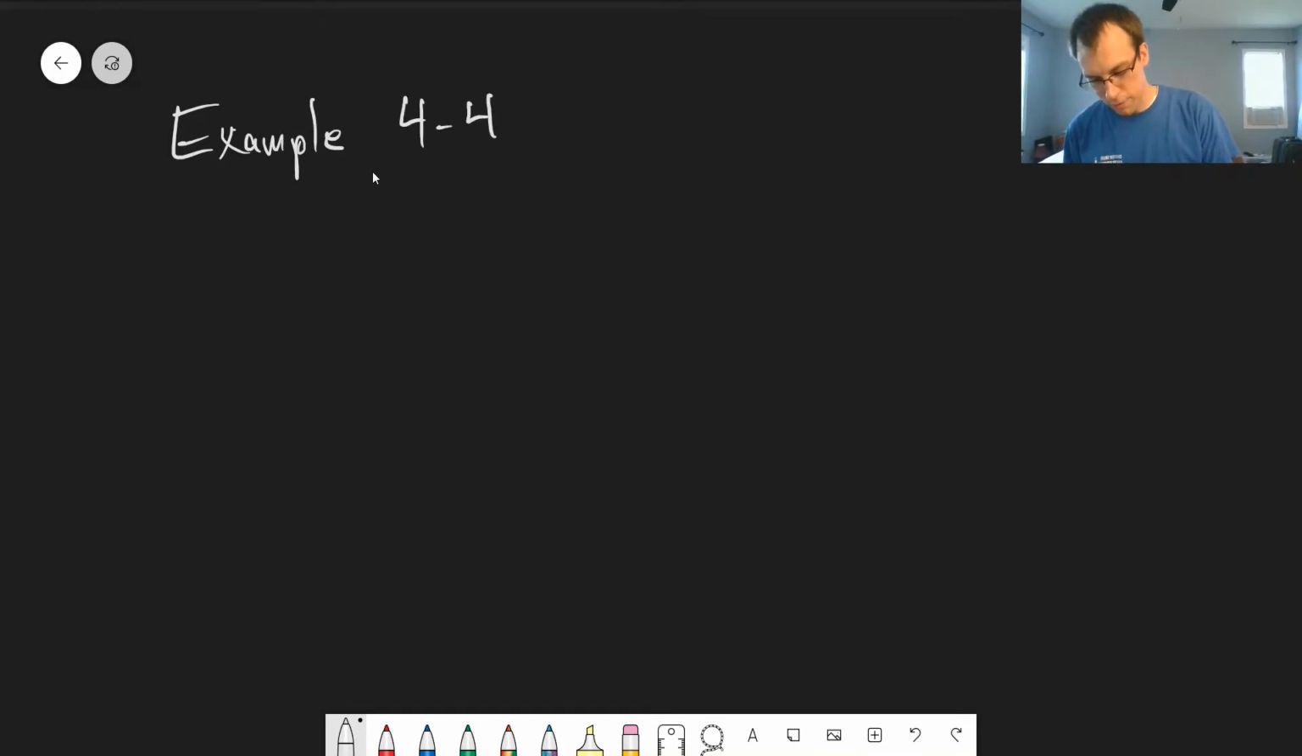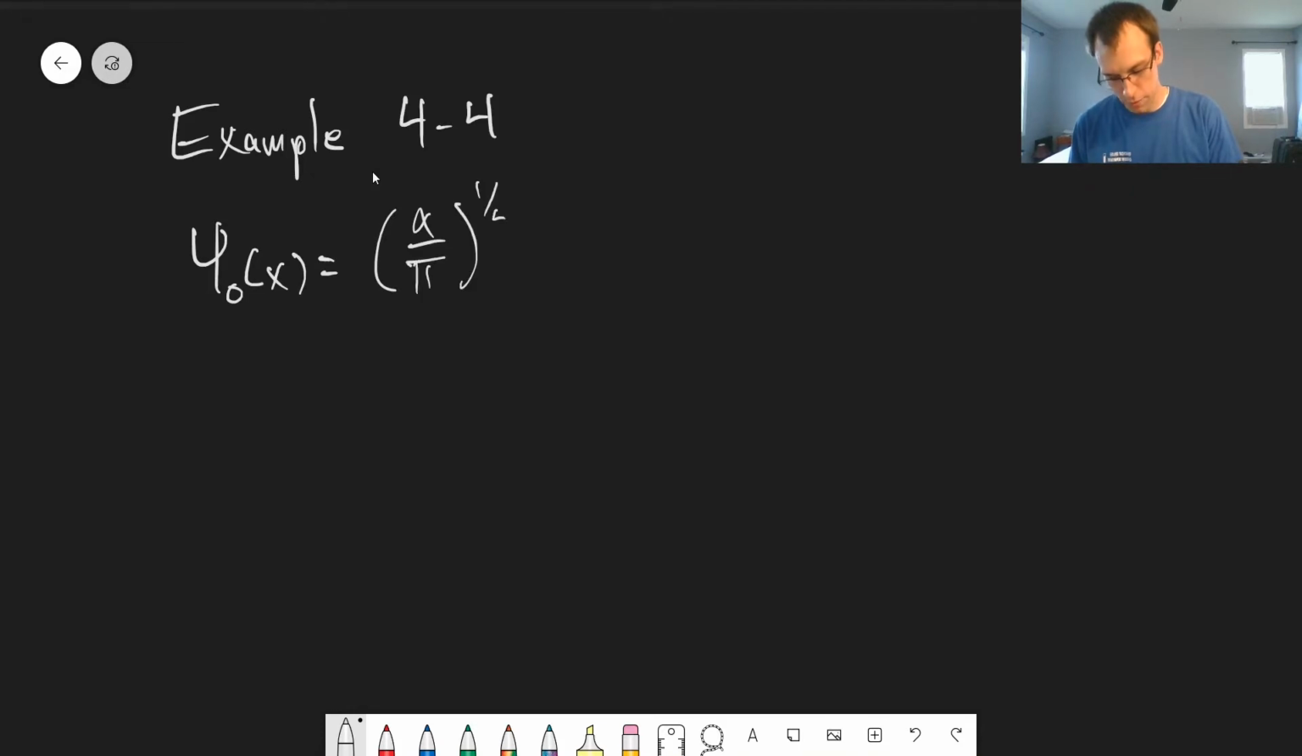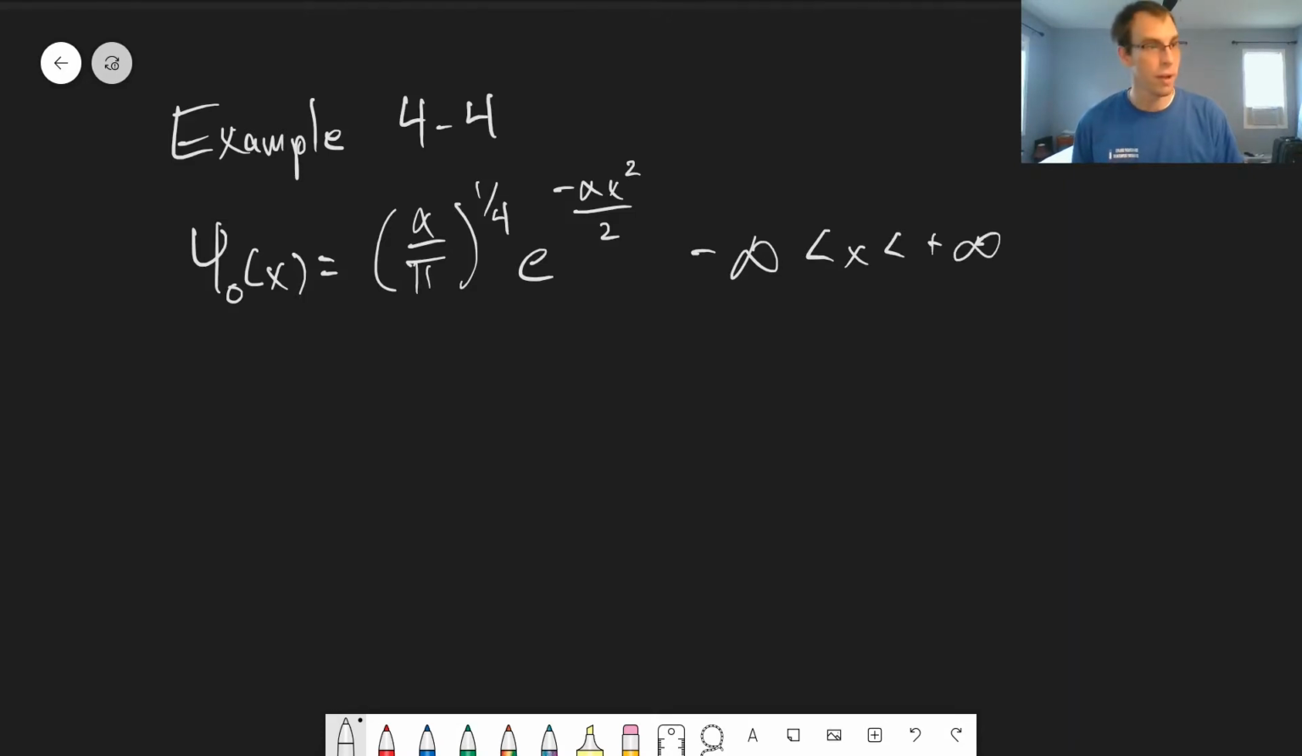When we get to chapter 5, we'll find that one of the wave functions for the harmonic oscillator is this function here: psi 0 of x is equal to (alpha over pi) to the 1/4 e to the minus alpha x squared over 2. This is over the range where x goes from negative infinity to positive infinity. And so we might ask, what is the average momentum of this? I'll just tell you in advance, we're going to do a lot of work to get 0 again. And I'll be more specific, the average momentum in the x direction. But let's go ahead.